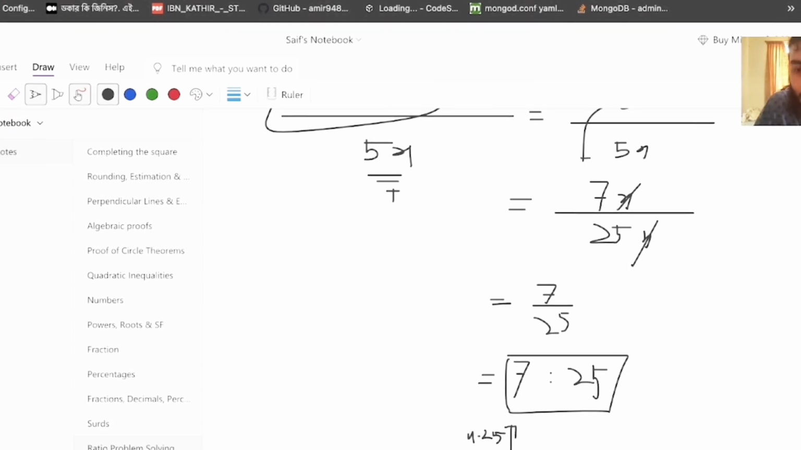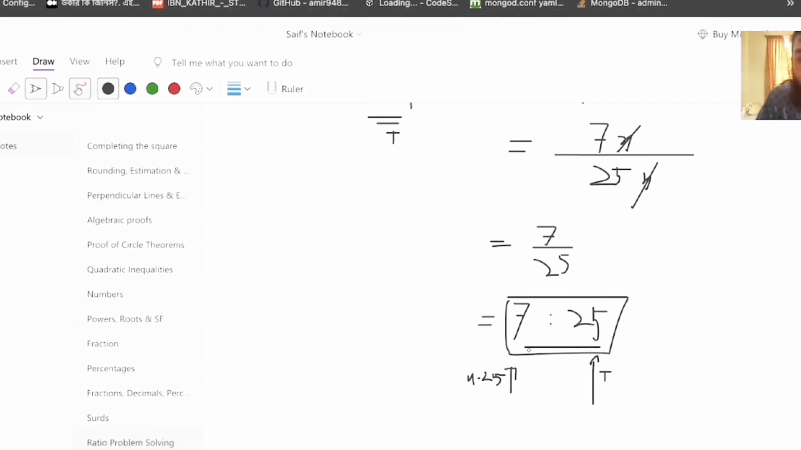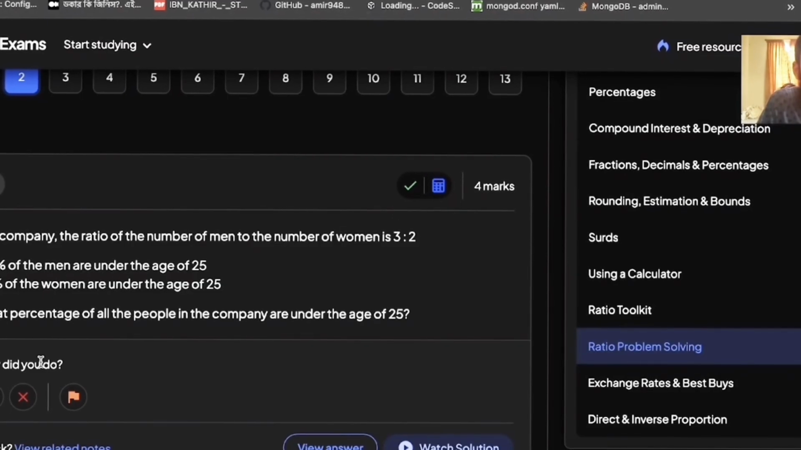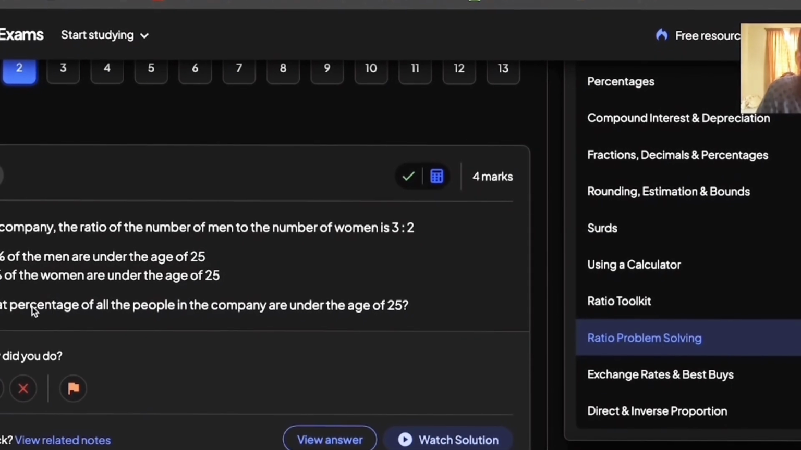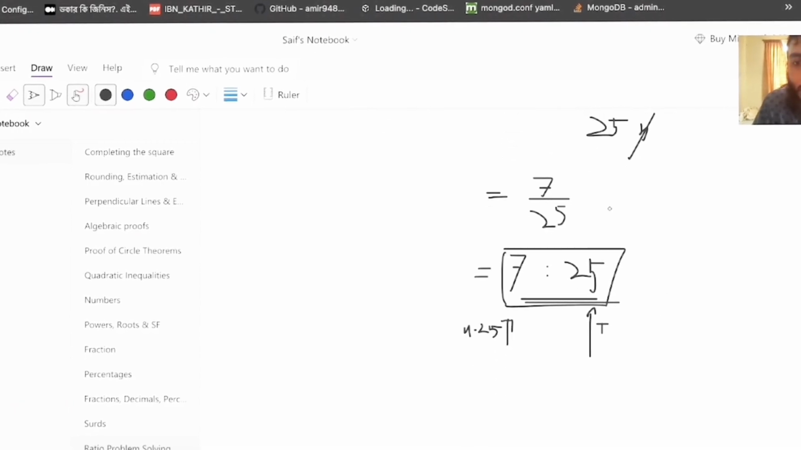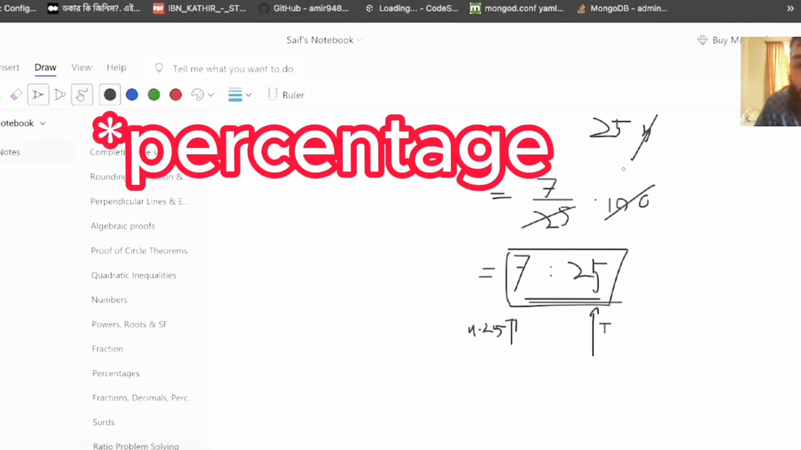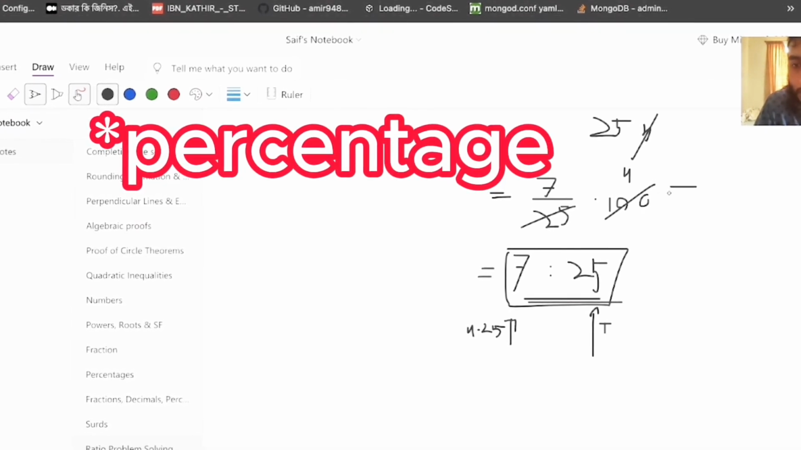So this is the ratio of the number of people who are under 25 to the total number of people. This is the ratio, 7:25. The question requires the percentage. So if you want to figure out the percentage, what you can do here is multiply this ratio by 100. So we get 28%.